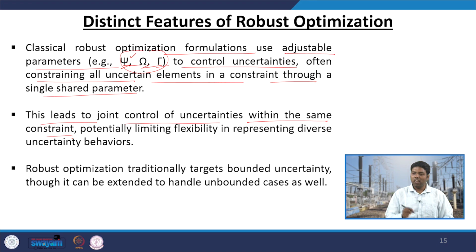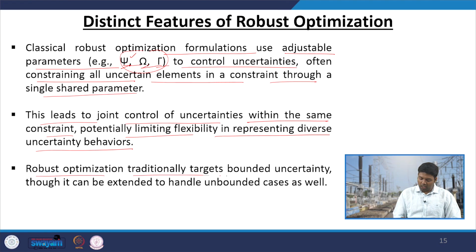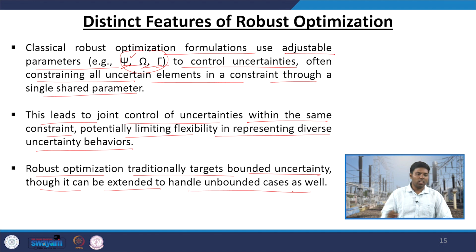That means, if there is, let us say, load and the DER, and load follows a box constraint and your DER follows a polyhedral constraint uncertainty set, these two you can accommodate in the single constraint by just modifying their part. Okay? You need not modify the entire formulation, only that part will be perturbed with this concept. Okay? Potentially limiting flexibility in representing diverse uncertainty behaviors. Okay? So, robust optimization traditionally targets bounded uncertainty, though it can be extended to handle unbounded cases as well.